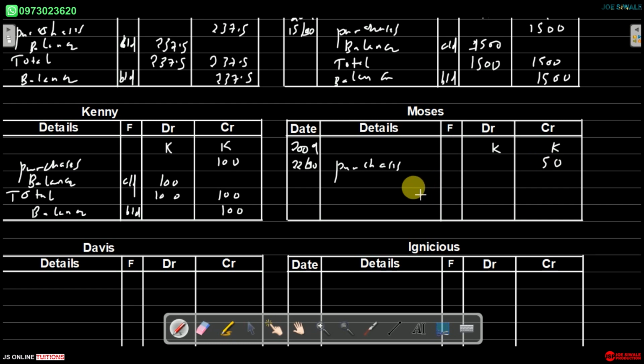So we can find our balance carried down, balance brought down, and our total. So our total there, we're going to have 50 kwacha on the debit side and 50 kwacha on the credit side. The balance carried down is going to be shown on the debit side as 50 kwacha. The balance brought down is going to be shown on the credit side as 50 kwacha. Let us look at the next transaction.